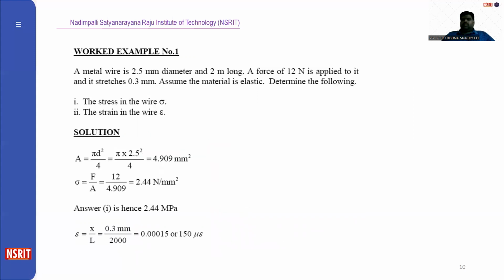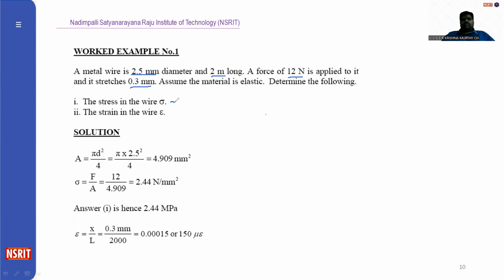So now we shall solve one or two problems, and then we'll end the session. A metal wire is 2.5 mm in diameter and 2 meters long. A force of 12 Newton is applied on it and it stretches 0.3 mm. Assume the material is elastic. Determine the following: stress in the wire and strain in the wire. So the diameter is given as 2.5 mm, the length is 2 meters, and the force applied is 12 Newton. It stretches up to 0.3 mm, which means once you apply the load, it stretches 0.3 mm.